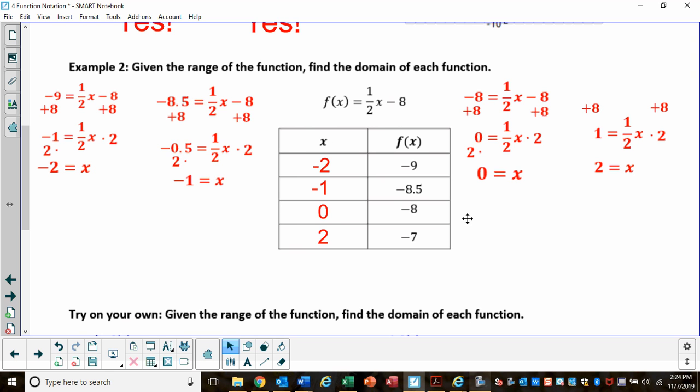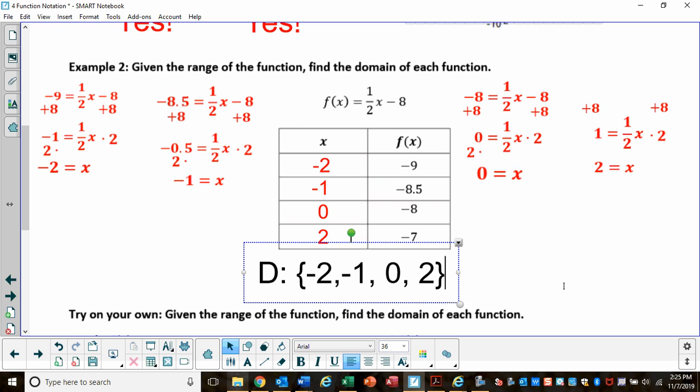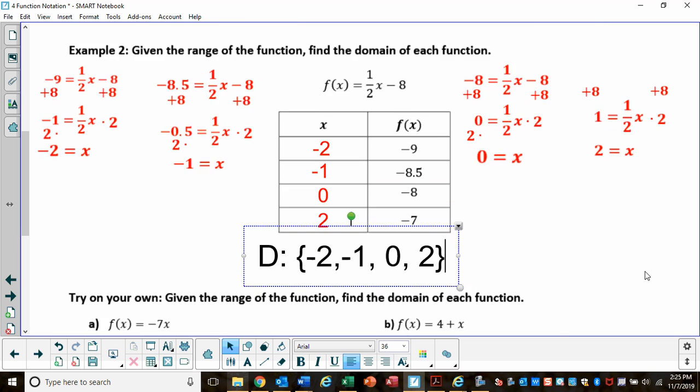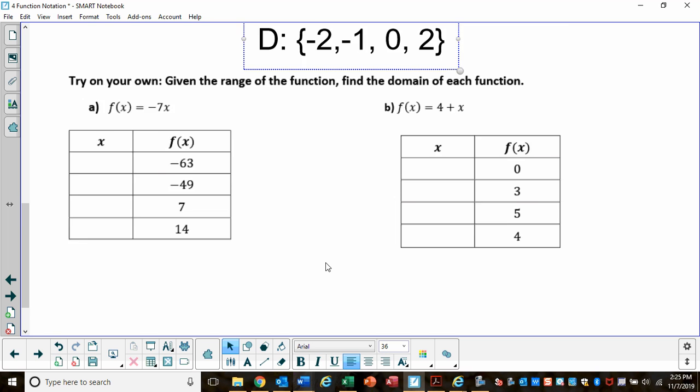So now that will give me my domain. I just have to rewrite them. So my domain is, I'll write it right now, D is brace negative 2, negative 1, 0, 1. Oh, not 1, 2. And close the brace. This is my domain. And I should make sure I write it out. Okay? Now you guys are going to try these two on your own. These are a lot easier than what I just did. Okay? And you can pause the video or come back to it. It's up to you.